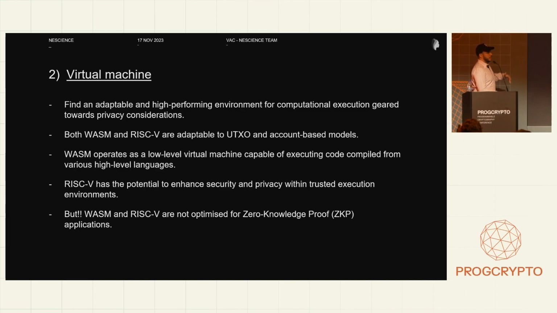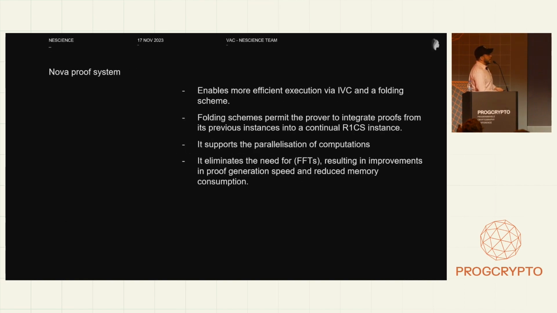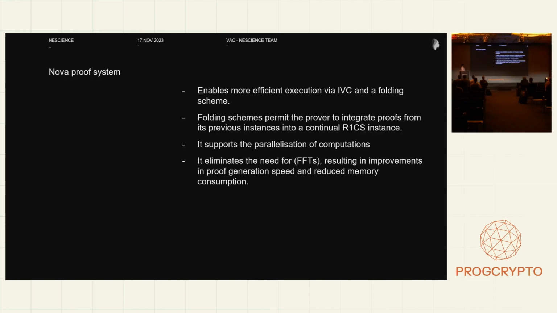RISC-V has the potential to enhance security and privacy within trusted execution environments, but they are not optimized for zero-knowledge proof applications. And lately, we have been thinking about what proof system we can use. So we were looking at Nova. Actually, Nova enables efficient executions using IVC and folding schemes.